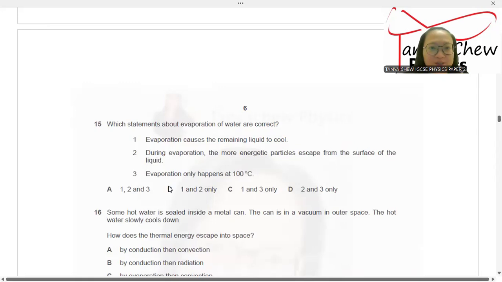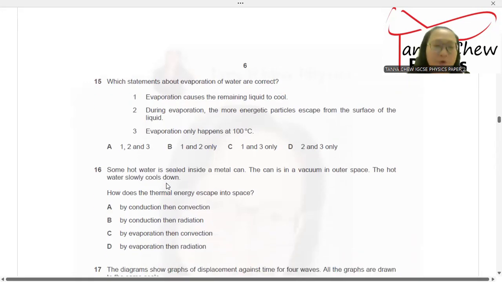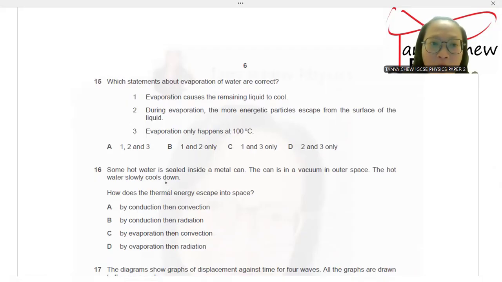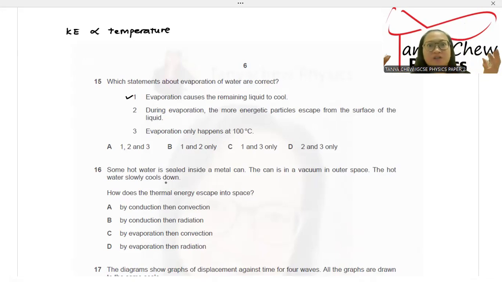Number 15, which statements about evaporation of water are correct? First one, evaporation causes the remaining liquid to cool. Do you know why this is correct? Because of the higher kinetic energy needed for evaporation, you have to understand this. Kinetic energy is directly related to temperature. Evaporation can only occur at the surface of a liquid. So the surface liquid molecules will get the heat first, and they absorb the heat, increasing their kinetic energy. When the kinetic energy increases, they have more energy to escape to the surroundings.